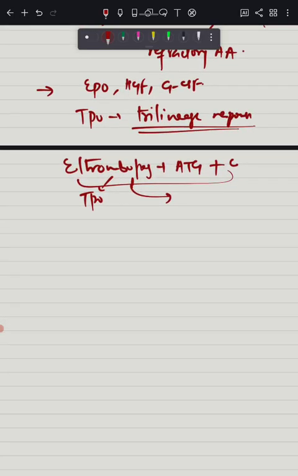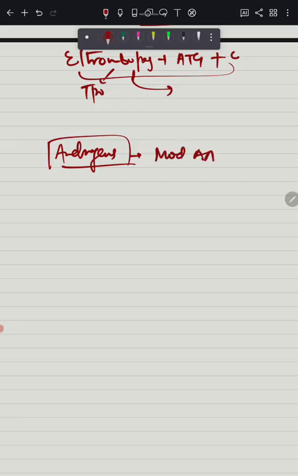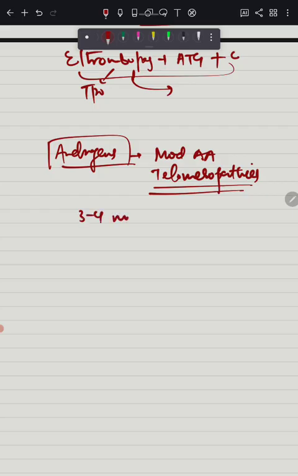So coming to androgens, role of androgens. Androgens are used in moderate aplastic anemia and also in telomeropathies. The mechanism of action is upregulation of telomerase gene activity. So the role is in moderate aplastic anemia or telomeropathies, and the duration of treatment is you have to give a 3 to 4 month trial.